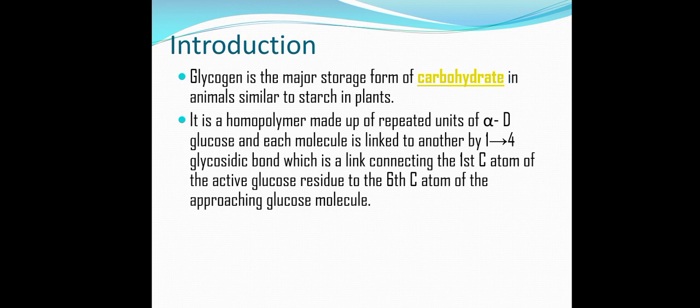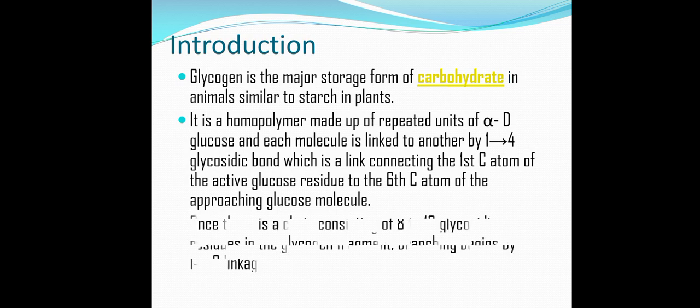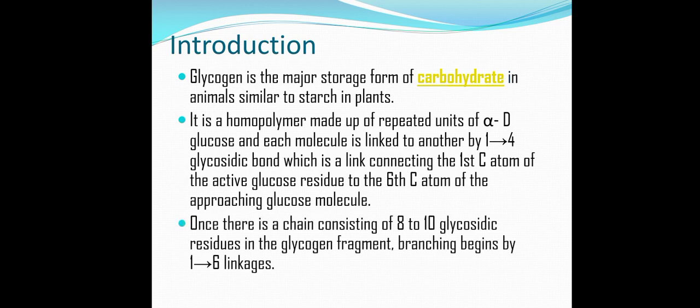Again, glycogen is a complex structure. No doubt it is a homopolymer, but it possesses a complex structure. So branched fragments are present within the glycogen molecule. Once there is a chain consisting of 8 to 10 glucose residues in the glycogen fragment, at that time the branching begins. Within the linear form there is the presence of the alpha 1,4 glycosidic linkage to join the glucose residues, and within the branches there is the presence of the alpha 1,6 glycosidic linkage.